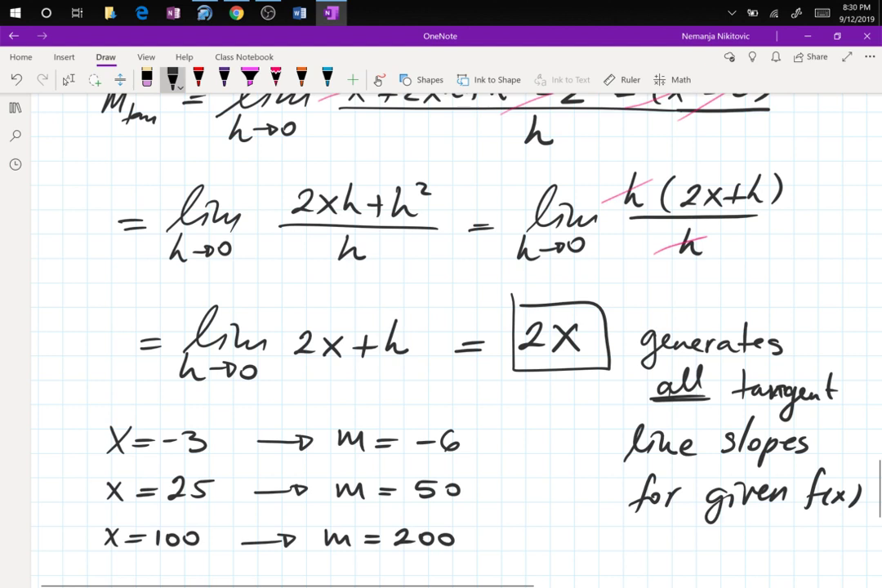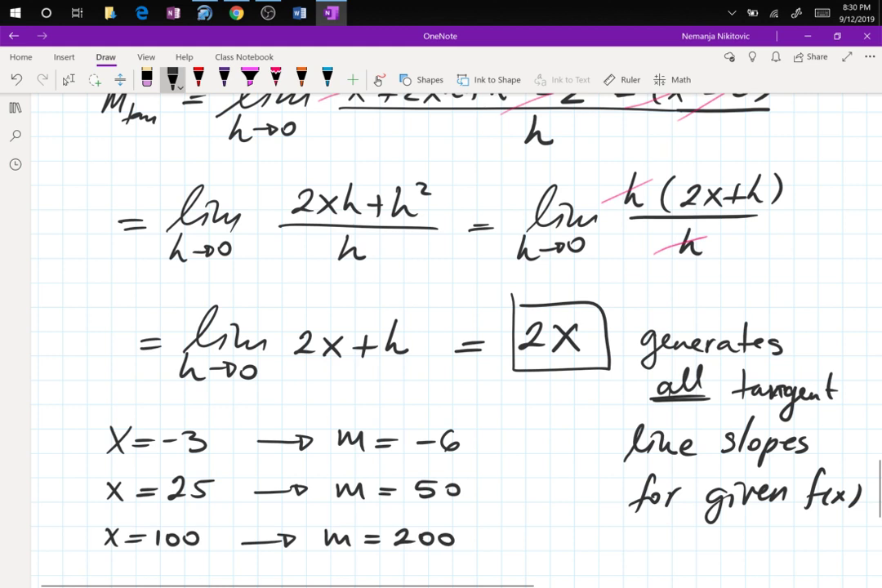What was our first problem? Our first value? X equals 3. What was the answer? 6. What was the second value? 8. What was the answer? 16. Why? 2 times 3 is 6. 2 times 8 is 16.